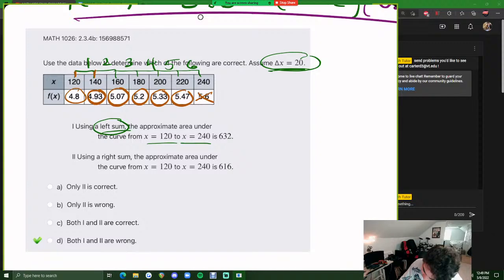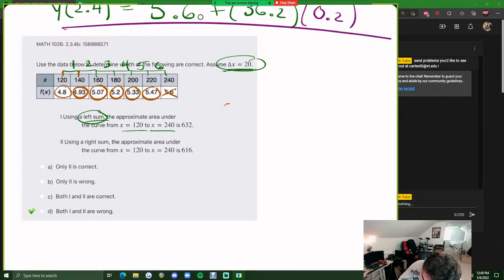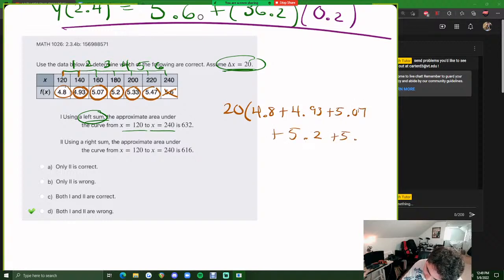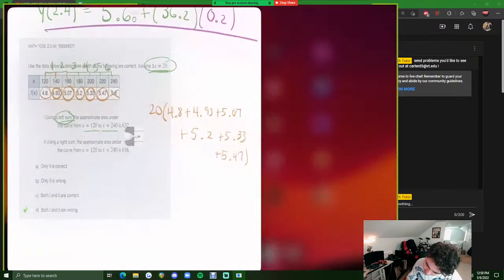All right, so how do we apply this? We want to take the width, 20, and multiply it by the sum of all the heights. So we're summing up 4.8 plus 4.93 plus 5.07 plus 5.2 plus 5.33, 5.47. And really just adding all these up, multiplying these, will give us our answer. Let's go ahead and do this in Desmos real quick.